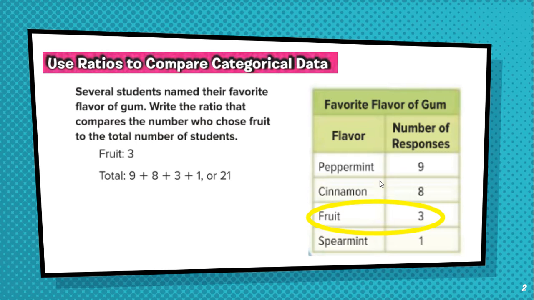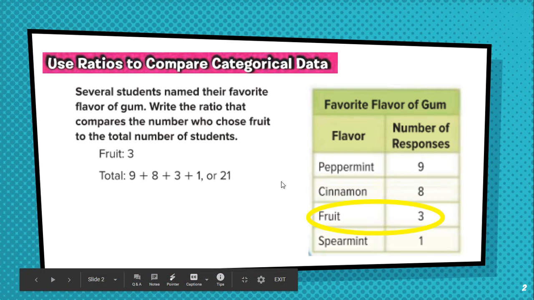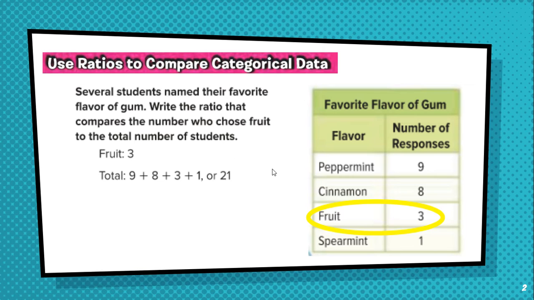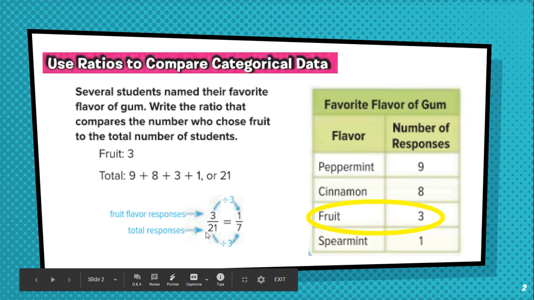So in order to find out the total number of students, all we have to do is take the 9 plus the 8 plus the 3 plus the 1 and add them all together, because then we can figure out how many students we have all together. So 9 plus 8 plus 3 plus 1 is 21. So then all we have to do is put this into ratio form or fraction form and then simplify if we can. So we see that 3 over 21 is going to be our fraction because there are 3 students that prefer fruit and 21 total responses.